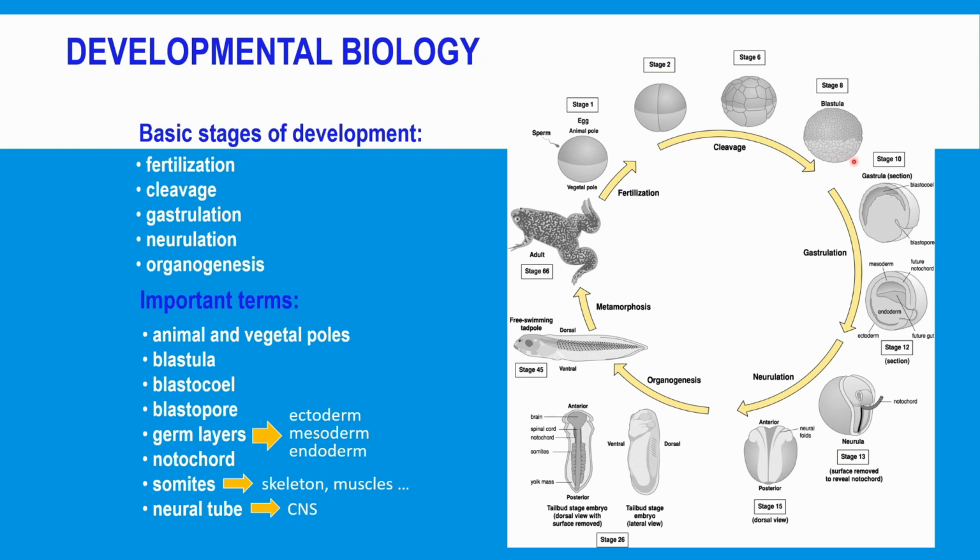Following the formation of the blastula, we start to get movements, and movements in the embryo are referred to as gastrulation. So gastrulation is the next step, and the embryo is then referred to as the gastrula.